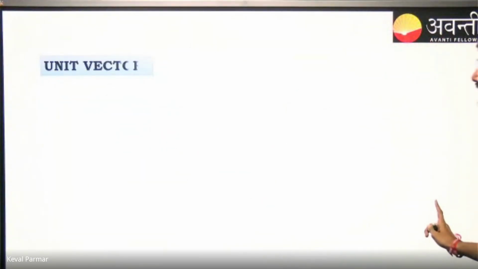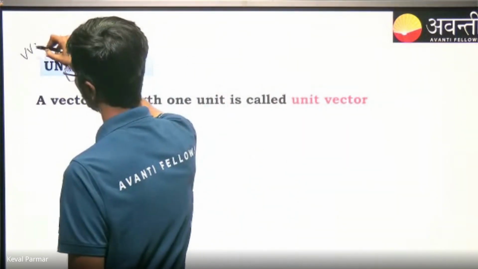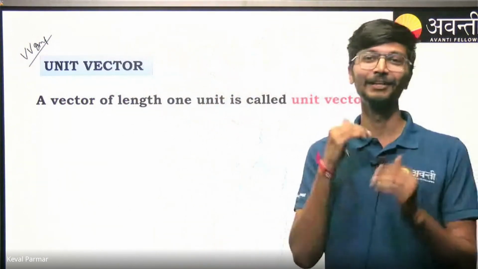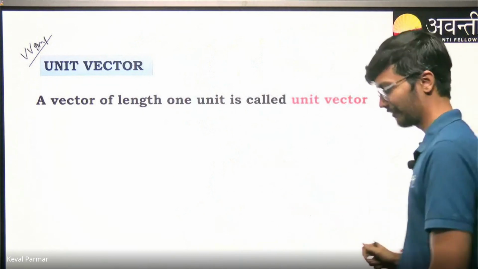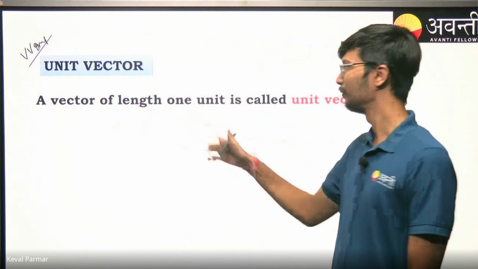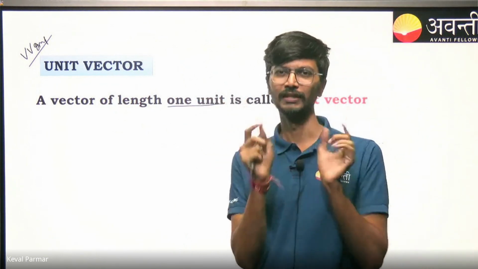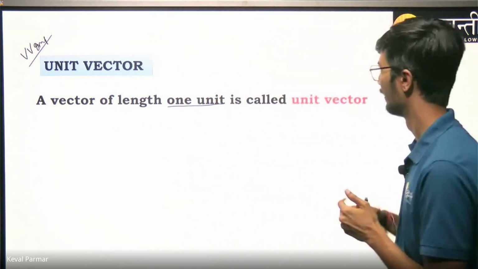Next is the unit vector. This is very important. You can see how important it is by the number of variants. Why is it very important? Because, let us first see the definition: a vector of unit length. Unit length means one unit length. One unit can be anything, 1 meter, 1 centimeter, 1 millimeter, anything. It's called a unit vector.